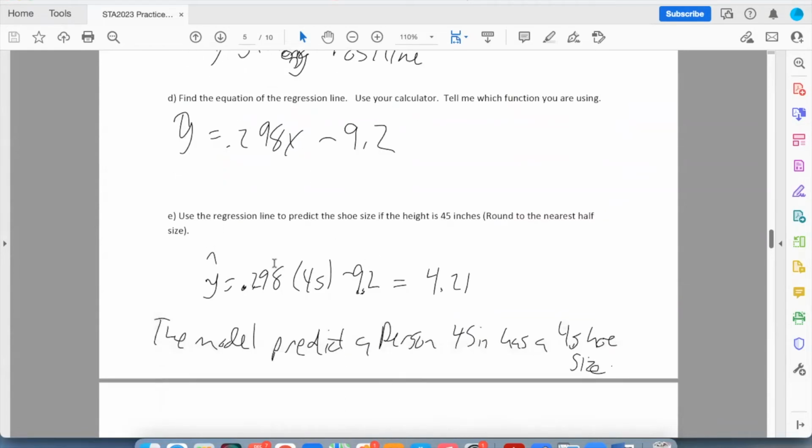Okay, now we're making a prediction. So they gave me an X, a height. I just plug that in, get a value. So this model would predict somebody that's 45 inches tall would wear a 4.